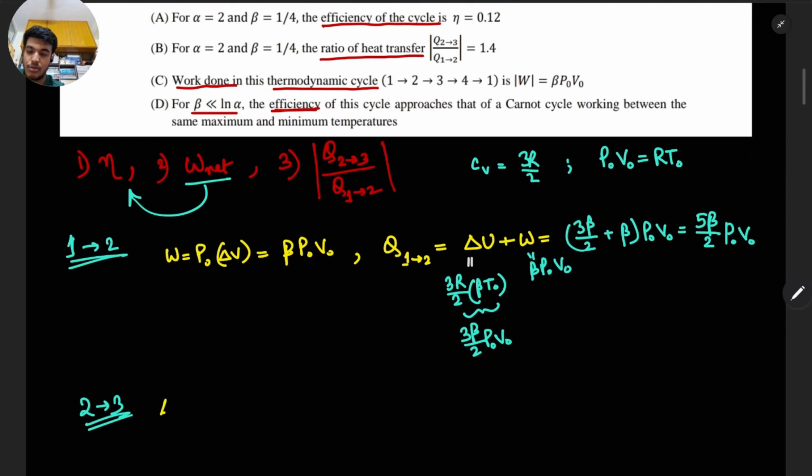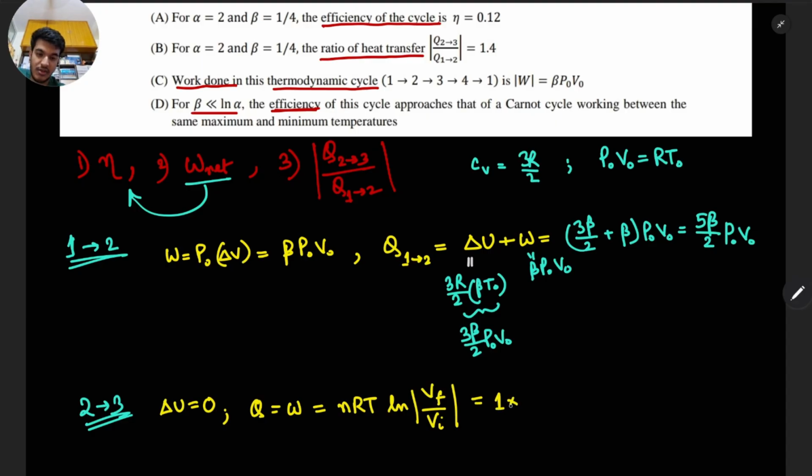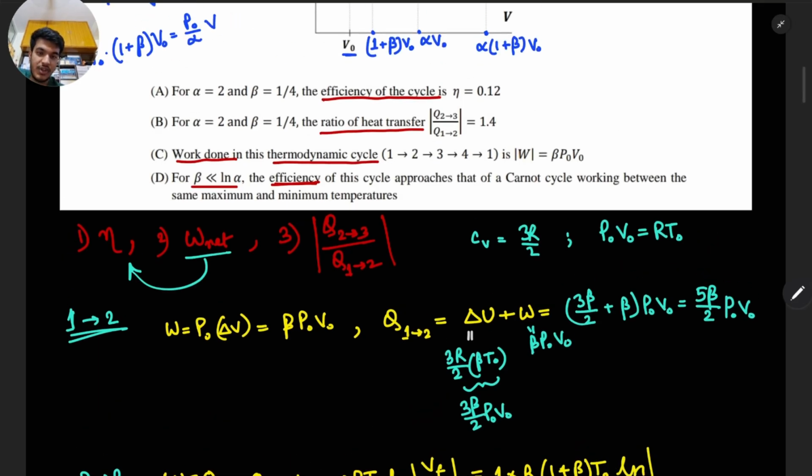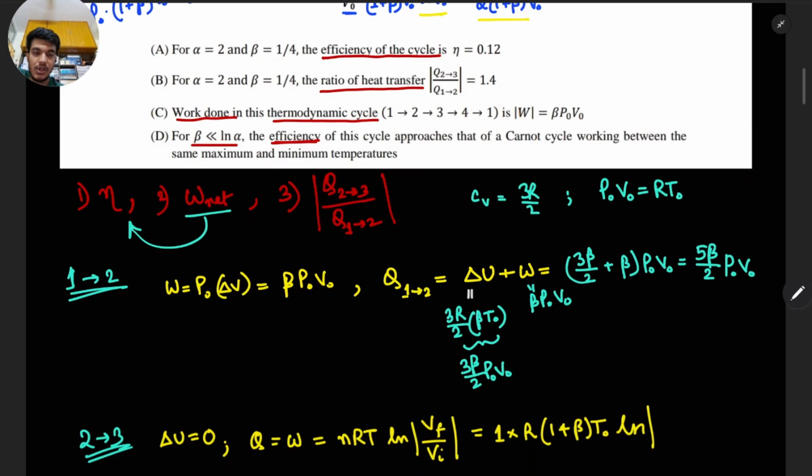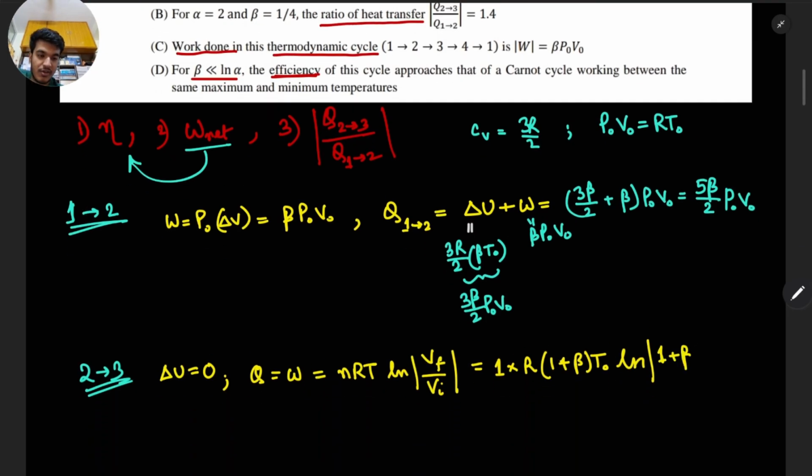So since it's isothermal, the internal energy change would be 0. So Q would be equal to W, and W we all know the relation, it is nRT, the temperature at which it is happening, and ln Vf by Vi, the work done. Now the number of moles is 1, R, and the temperature is 1 plus beta T naught, and it is ln Vf by Vi. So Vf is alpha 1 plus beta V naught, and Vi is alpha V naught. So it is 1 plus beta.